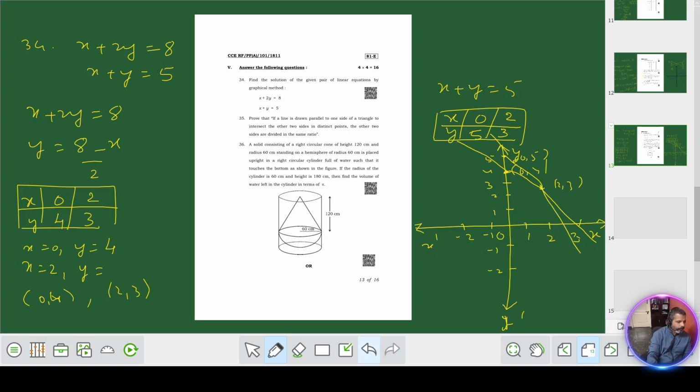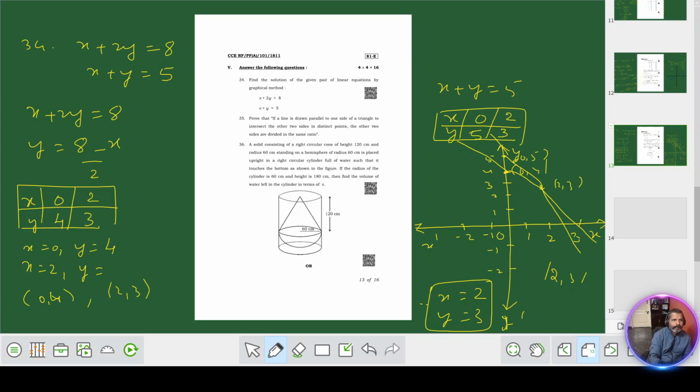So where both the lines meet, it is 2 comma 3, right? When they ask to solve by the graphical method, you have to find the values of x and y which satisfy the given equations. The lines intersect at one point. The coordinates of that point are the solution. Therefore, x equal to 2, y equal to 3 is the solution.